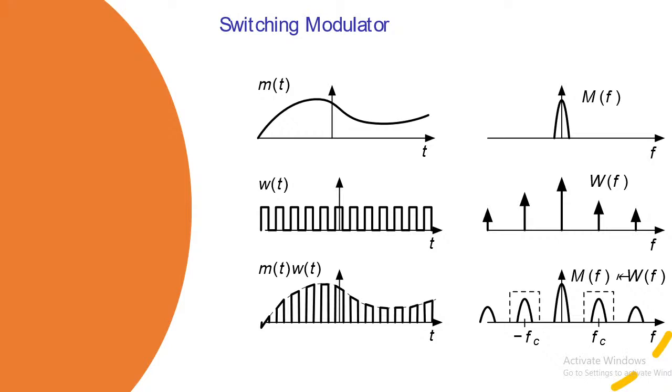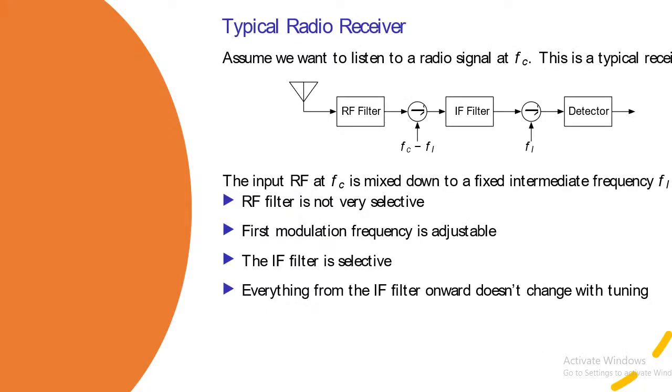So let us use a filter. The filter will be around fc. We can choose anything, but we will choose fc. So use a filter at around fc, and you will get M(f). There, W(f) convolved with M(f), you will get that. Next. That is the message signal that you are seeing.